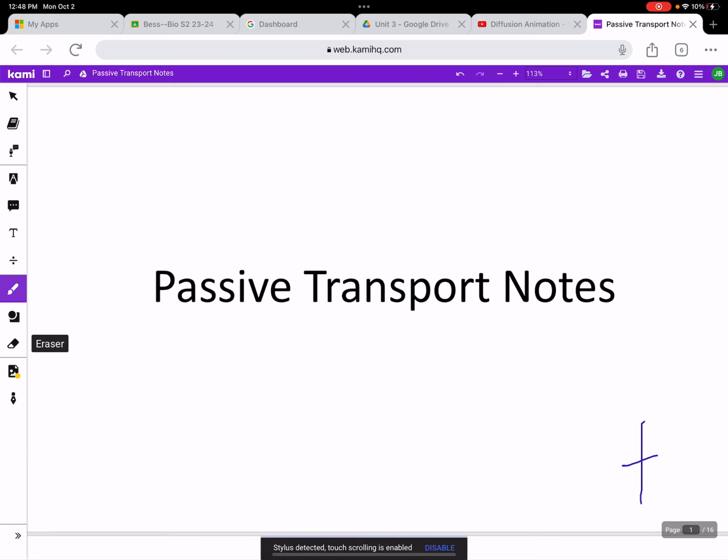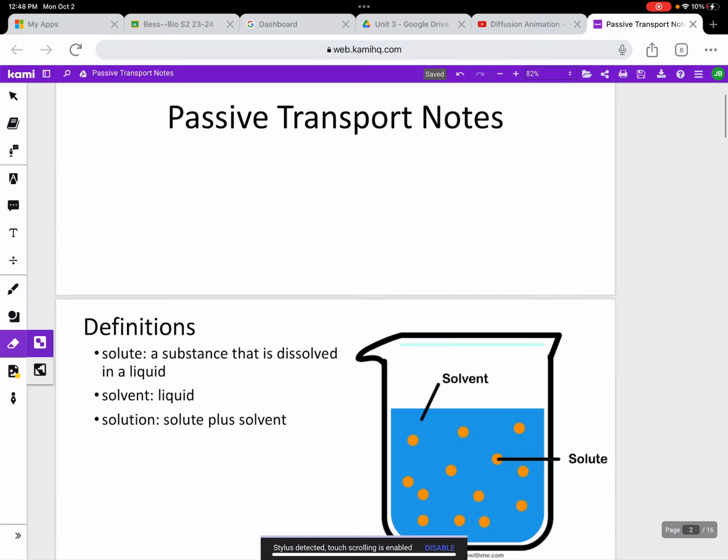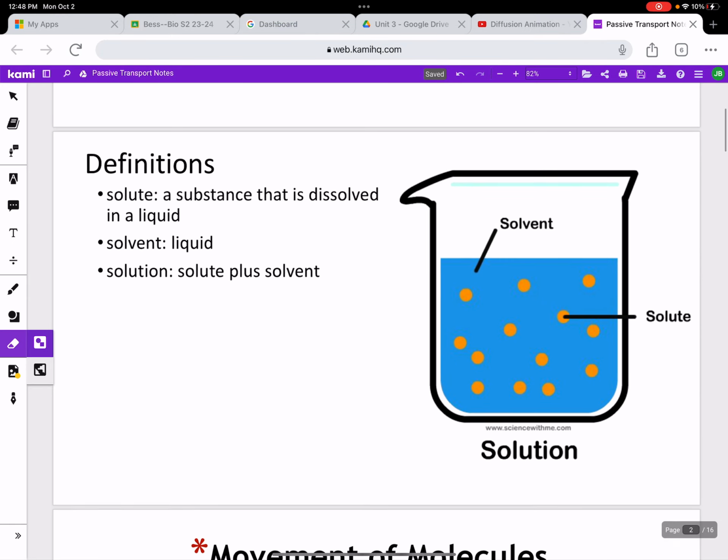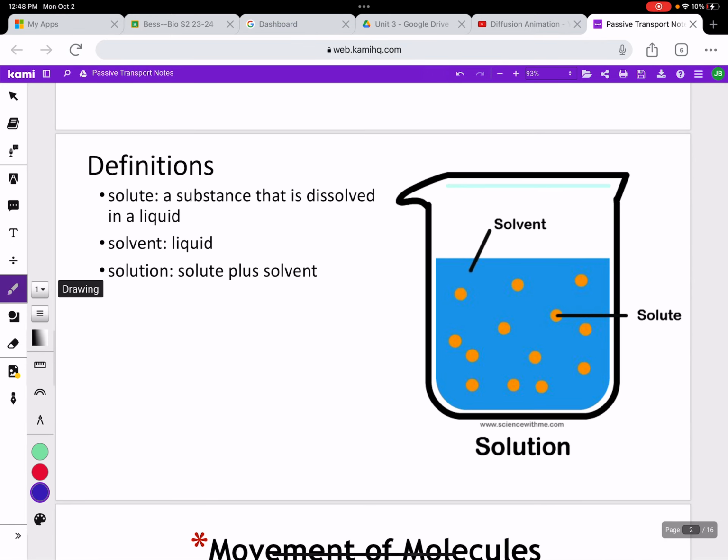So let me get my eraser to work here. First of all, just some definitions that I want to go over. I didn't put these on your target practice because they're just for this context that I want you to know them. So first of all, what is this?